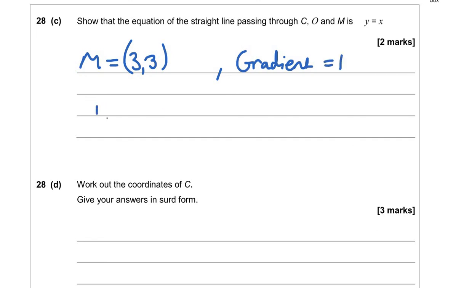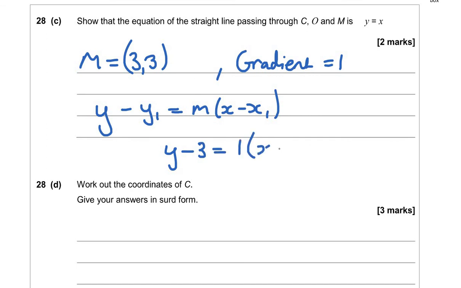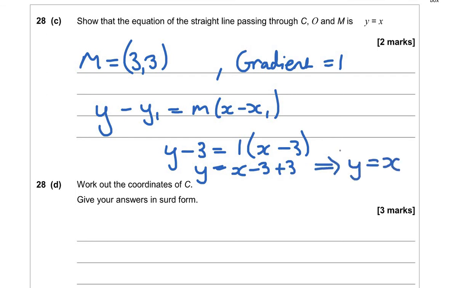So now all we've got to do is use y minus y1 equals m(x minus x1). Okay, so y minus 3 equals 1(x minus 3). So what have we got? We've got y equals x minus 3 plus 3. So y equals x as required.